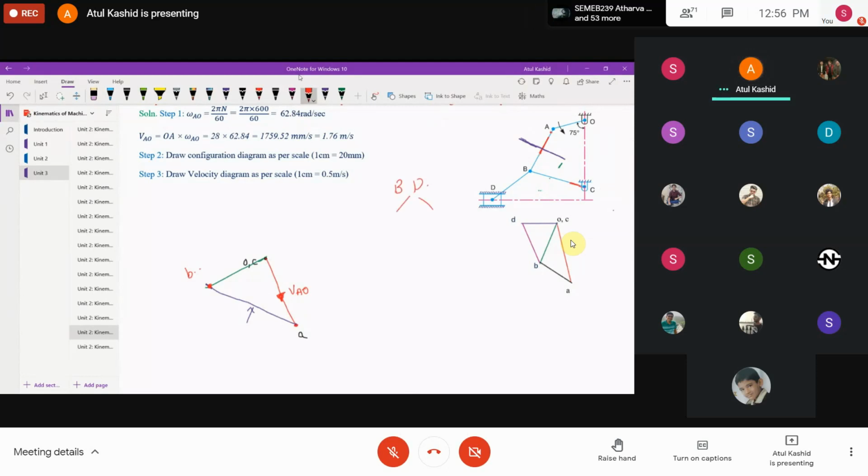For this, I can draw a vector from B as well as from D, but D point is not there. The available option is point B. We can start drawing the vector from the point B, but in which direction? Perpendicular to the link BD, and this should start from the point B. So I will draw one perpendicular, parallel to this line, from the point B.